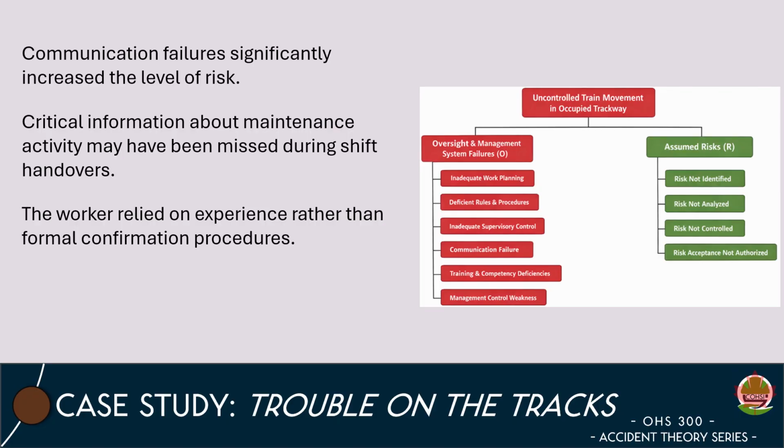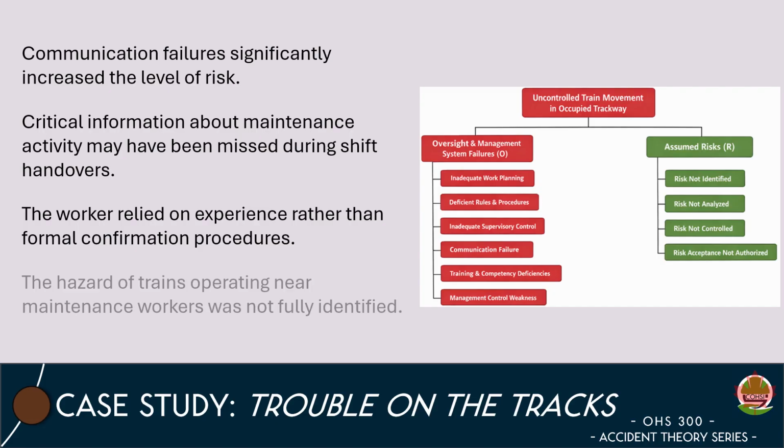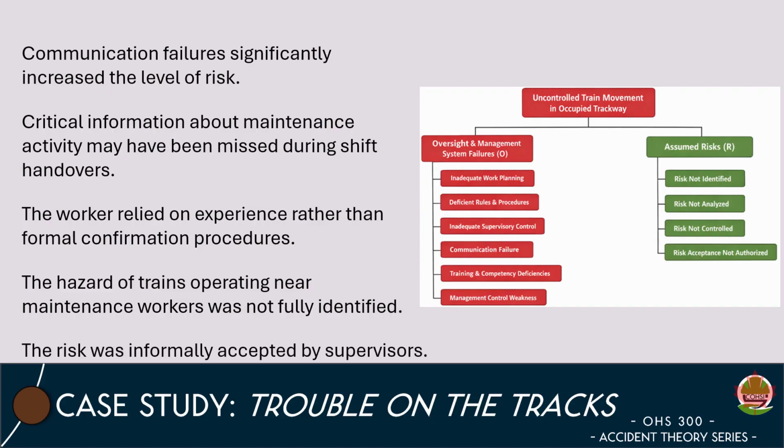In addition to these oversight failures, the risk itself was not properly managed. The hazard of trains operating near maintenance workers was not fully identified. No formal risk assessment was completed, and effective controls such as physical barriers or system interlocks were not used. The risk was accepted informally by supervisors without proper authority or documentation.